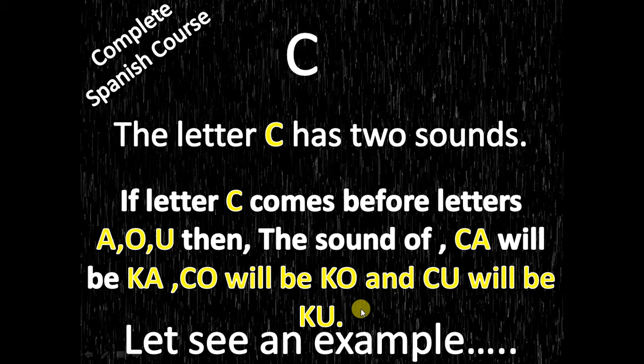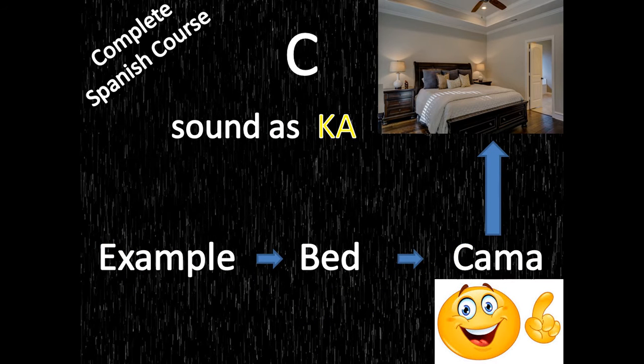So let's see an example. Sound of C as Ka. Take an example. Bed. Bed is called cama. Bed is called cama in Spanish. So, this is a bed. You will say cama. Why cama? Because C is coming before the letter A. So, the sound of CA will be ka. So, you will say cama. Okay.